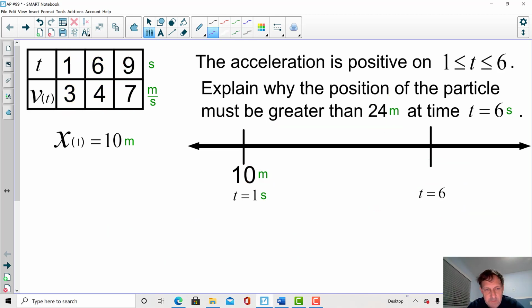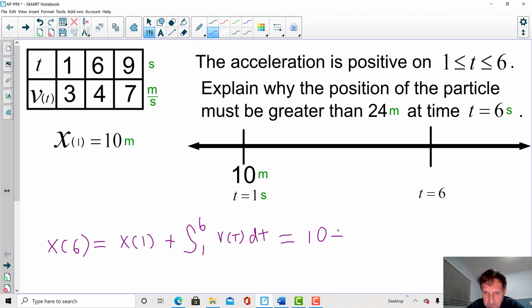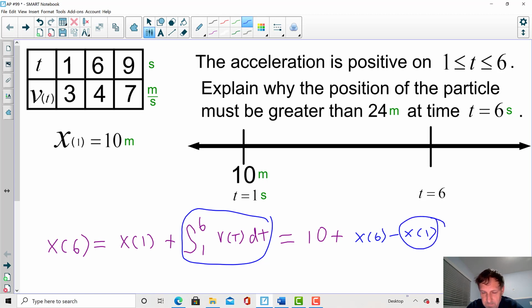Now I'm going to go ahead and write that in kind of like a sentence. I know that the position of the particle when t is equal to 6 is going to be the starting position when t is 1 plus all the changes, and this is going to give me 10 plus. And for this part right here, we don't have the position function, because what I would like to put is x of 6 minus x of 1. But I don't have the position function. Even though I know x of 1 is 10, I do not know x of 6.